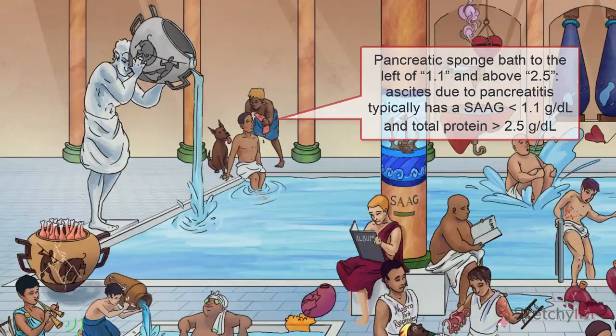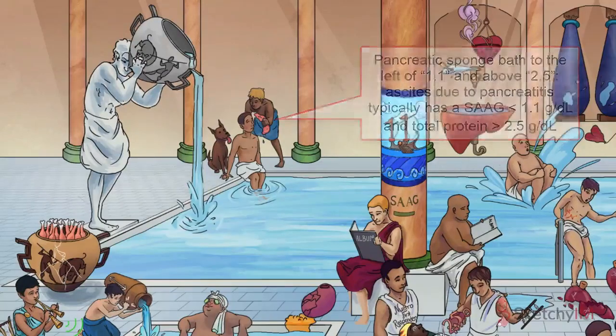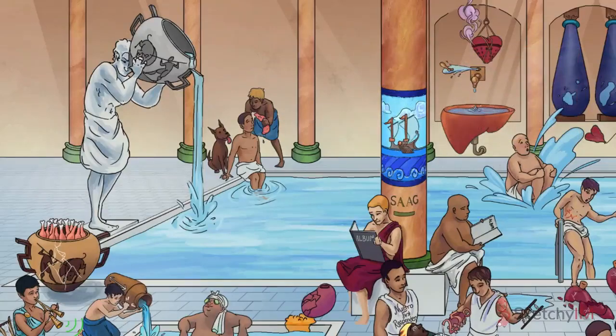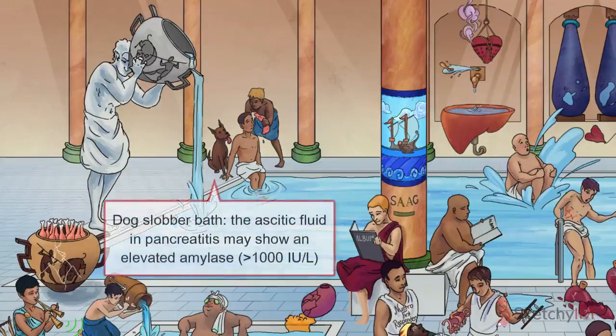It most commonly presents in patients with chronic pancreatitis secondary to alcohol abuse, though it can also occur after an episode of acute pancreatitis or following traumatic injury to the pancreas. The pancreatic fluid that accumulates is protein-rich, so expect an elevated ascitic fluid protein concentration greater than 2.5 grams per deciliter. Additionally, you'll find an elevated level of amylase, typically greater than 1,000 units per liter.